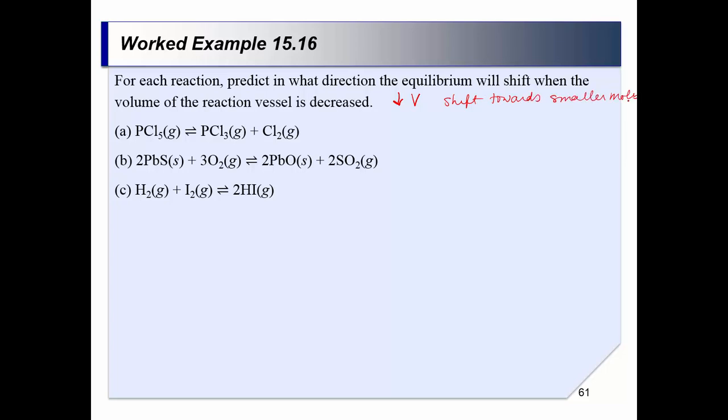So here we have 1 mole of gas, and here we have 2. So this will shift left. Here, I'm only looking at the gas. I don't care about the solids. I have 3, I have 2, so this will shift to the right. Here, I have 2 moles of gas on both the reactant side and the product side, so this will be no shift.